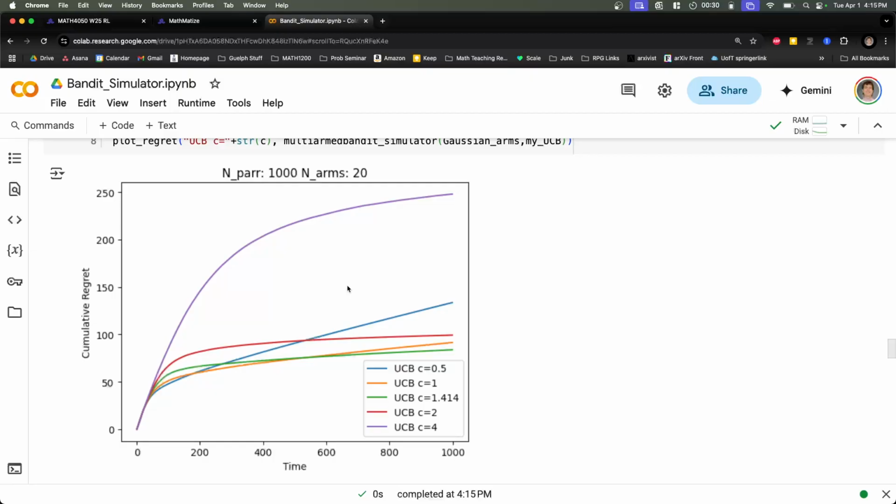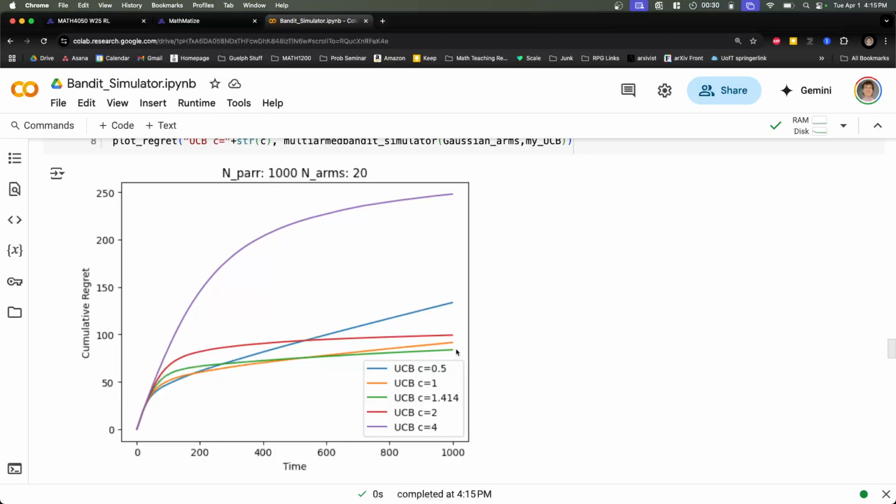So if you make C too big, let's say C equals 4, it turns out it's too big, then you're spending too much time exploring. You're doing all this exploring, all the exploring is costing you. On the other hand, if C equals 0.5, then you're not doing enough exploring. So you kind of explore for a little bit, and then this constant slope over here is too high, and that's because you are getting stuck in suboptimal arms, you're not exploring enough.